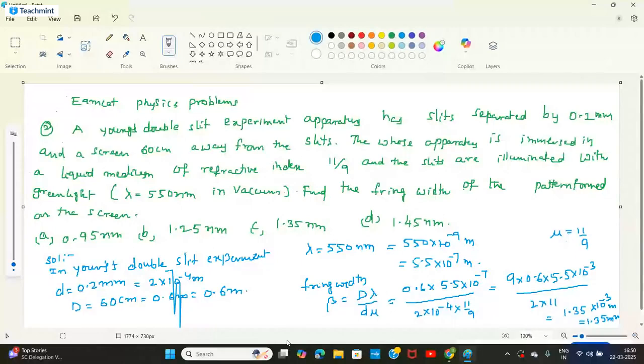And here it is given that 0.3 millimeters it is. These are all given that millimeters. Fringe width is given that millimeters, and this is also millimeters. This is millimeters, and this is also millimeters. So option number C is correct.